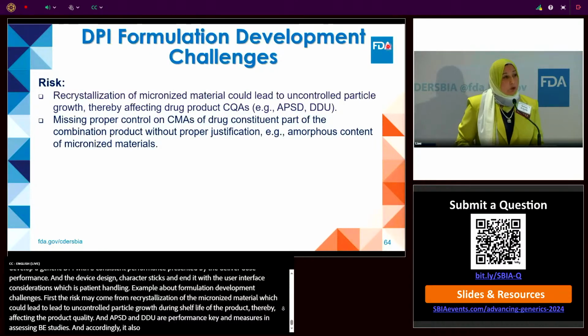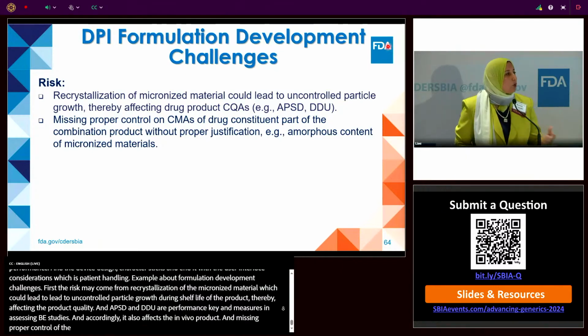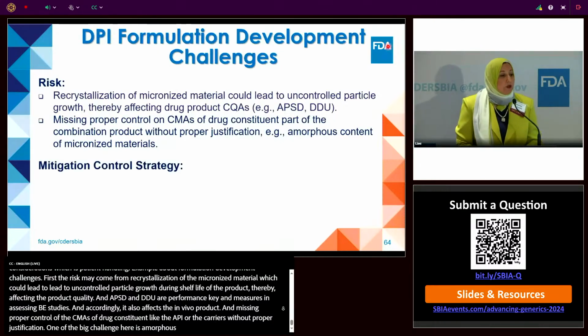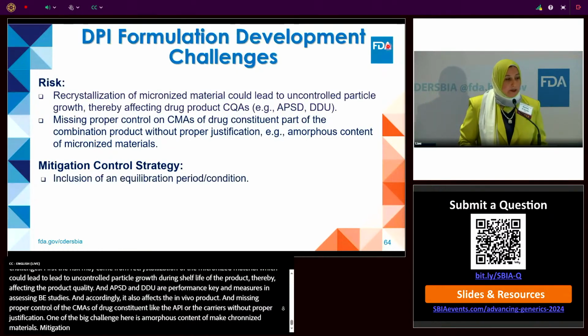Also, missing proper control on critical material attributes of the drug constituent parts of this combination product, like the API or the carriers, without proper justification. One of the big challenges here is the amorphous content of micronized particles. Okay, mitigation. What is the control strategy to mitigate this risk?